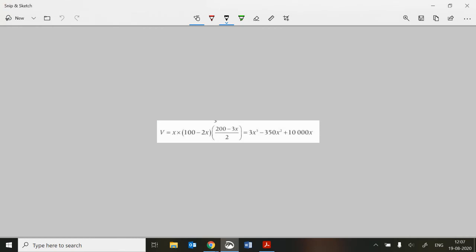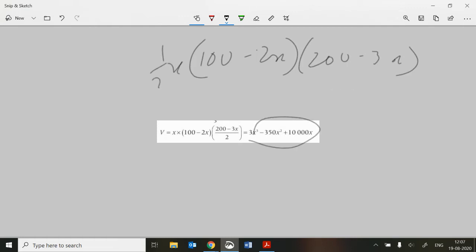So that's us multiplying it out. Again, that's just us multiplying these two things out. But from my point of view, I would take the half out to start off with. And you can see they're not showing you the steps there, but basically multiply out 100 minus 2x and 200 minus 3x, and then times the whole thing by a half x. It shouldn't take you too long, but you should end up with this expression here.